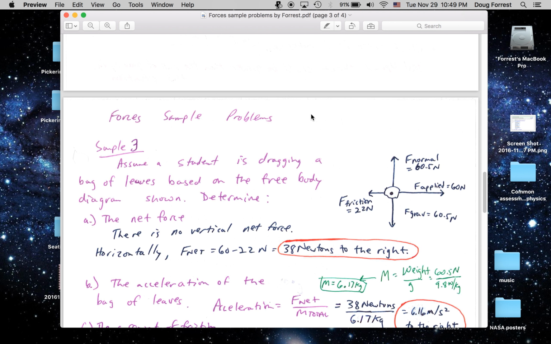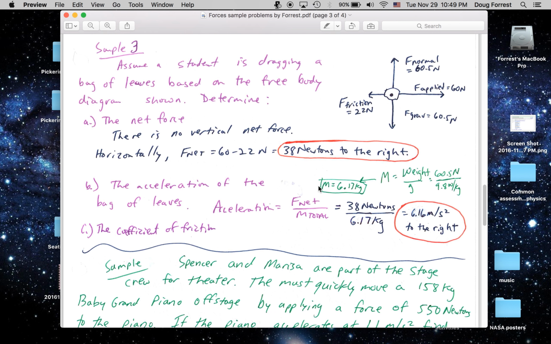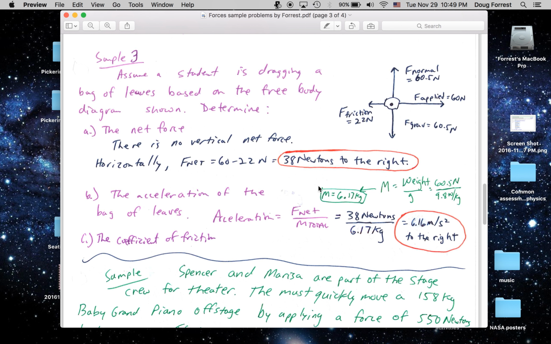Moving on, for the forces sample problem number 3, we've got something here. A student is dragging a bag of leaves based on the free body diagram shown. So force applied is 60 newtons, normal force 60.5, gravitational force 60.5, friction of 22 newtons. Determine the net force. So there's no vertical net force because it's the same amount up and down. Horizontally, I would take 60 minus 22, and that's 38 newtons to the right.